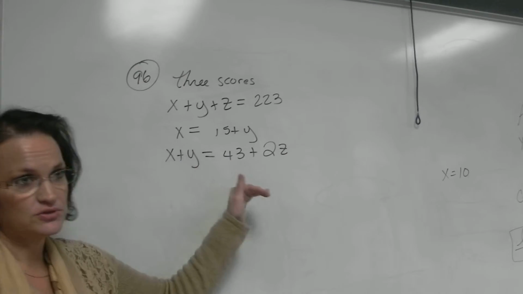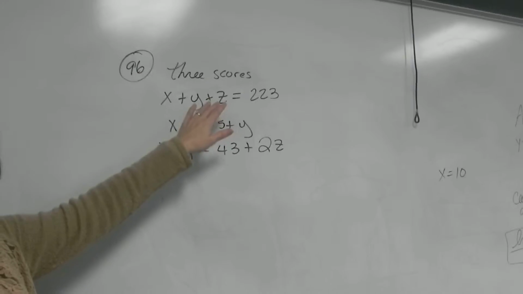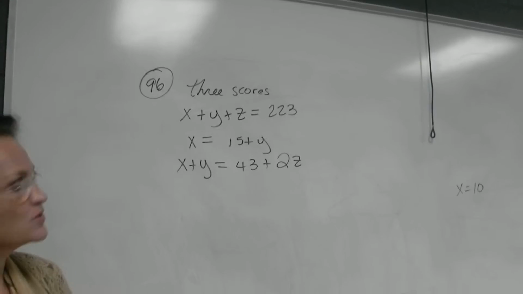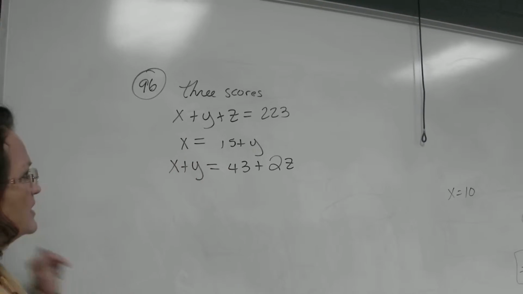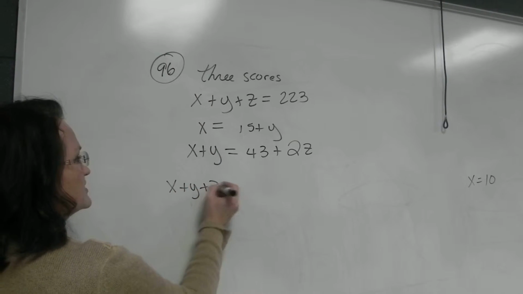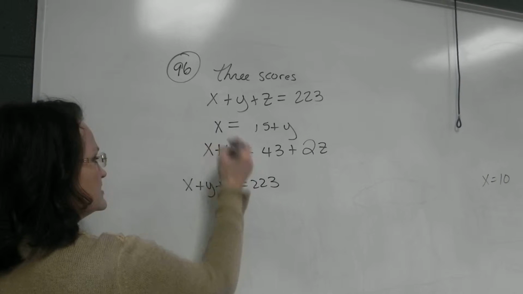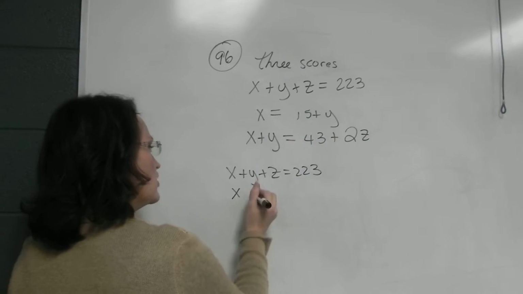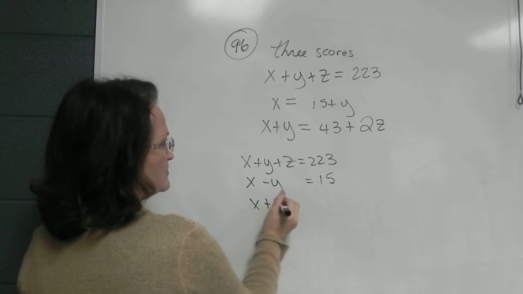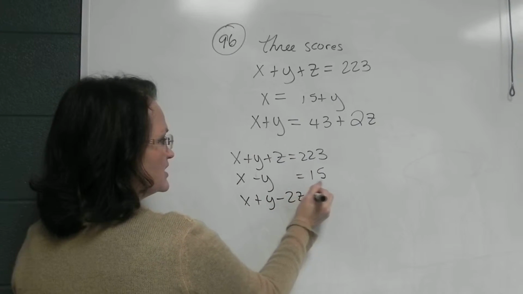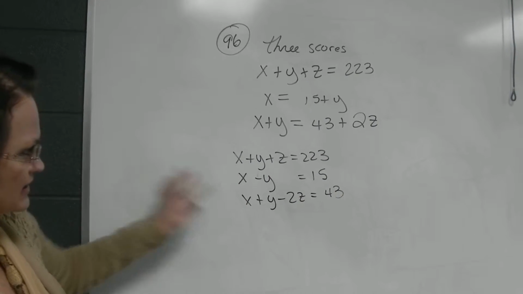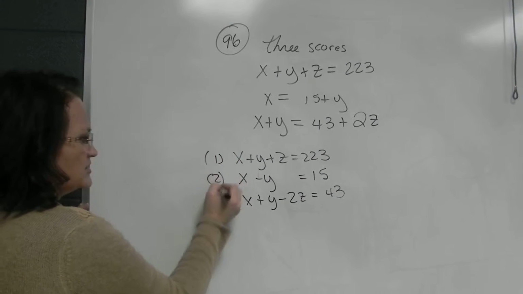So these are our 3 clues. Remember, if you have 3 unknowns, 3 scores on a test, it takes 3 clues to be able to get that final answer. So we clean these up and put them in x, y, z order. The first one is in order: x plus y plus z equals 223. The second one, bring the y across, makes it x minus y equals 15. And then the third one, x plus y minus 2z equals 43. So now you've got x, y, z order and your 3 equations.